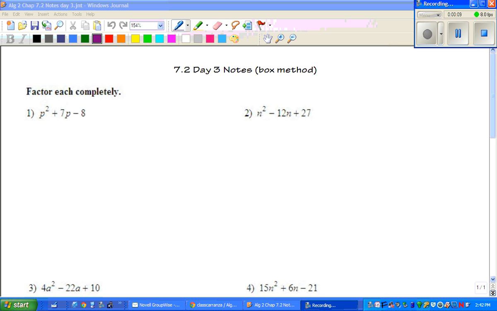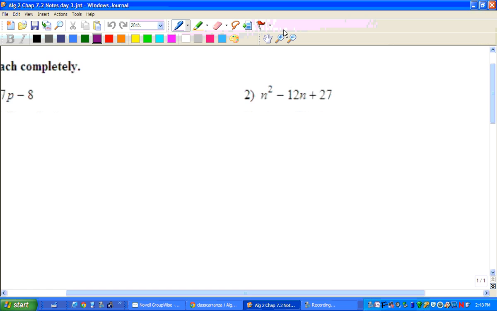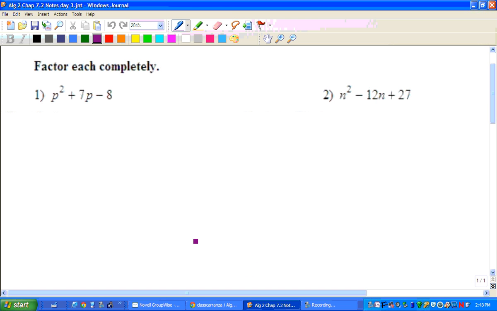Today we're going to be talking about the box method. And you'll be like, oh, Mr. Grice, the box method? I thought we were done with that. Too bad. We're not. So, we're going to talk about the box method, though, with factoring, which is something pretty brand new. So, let's go ahead and look at problem number 1.